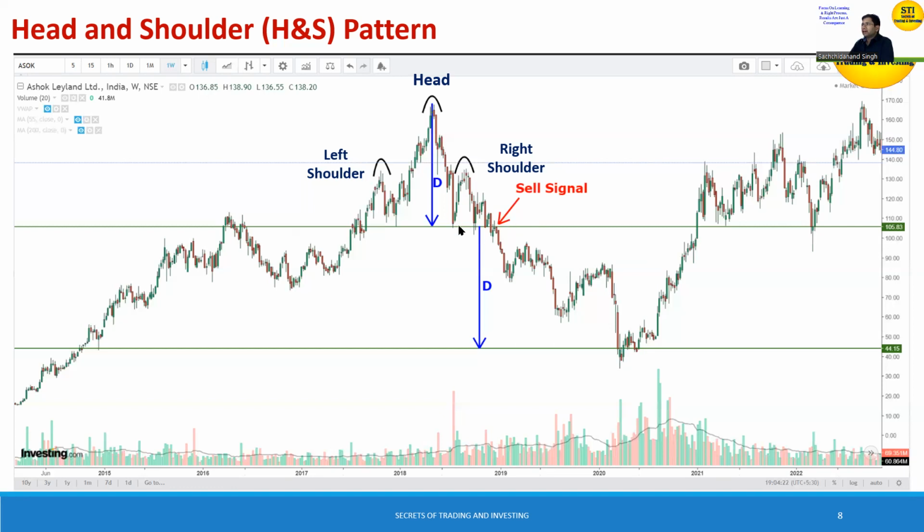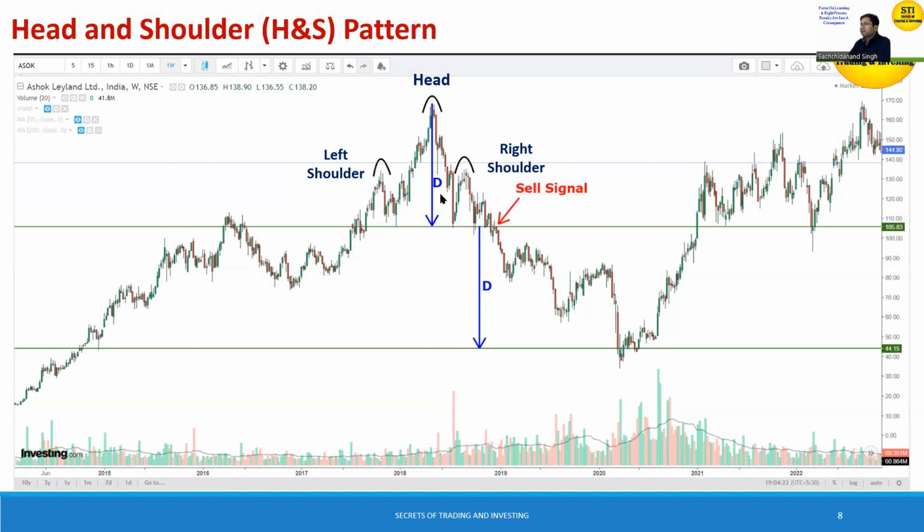And the best place or best time to enter into the market is when the price is breaking the neckline. So if you look at this example, it has broken this one. It is a potential sell signal. And in this Ashok Leyland example, it has completely achieved both targets, the first D and the second D.